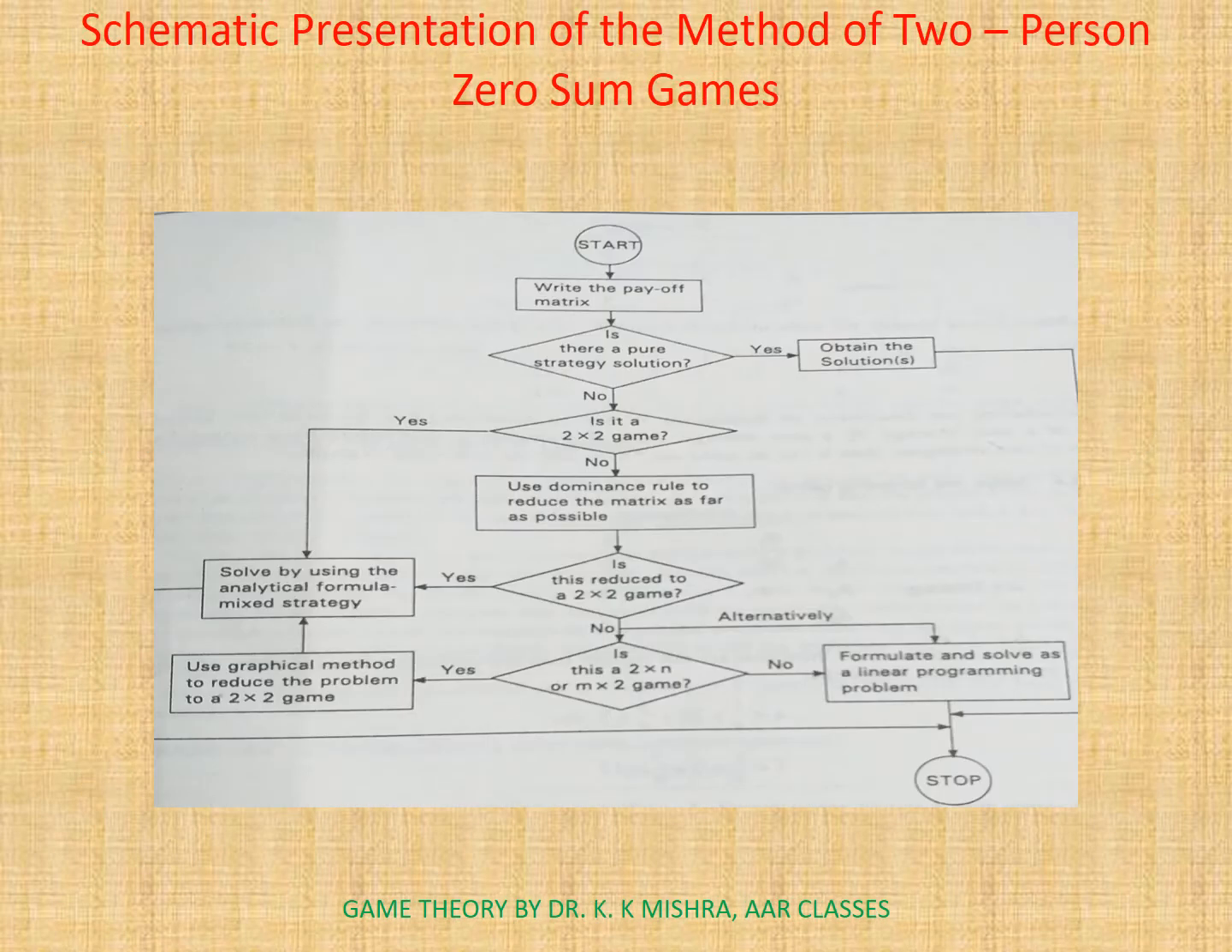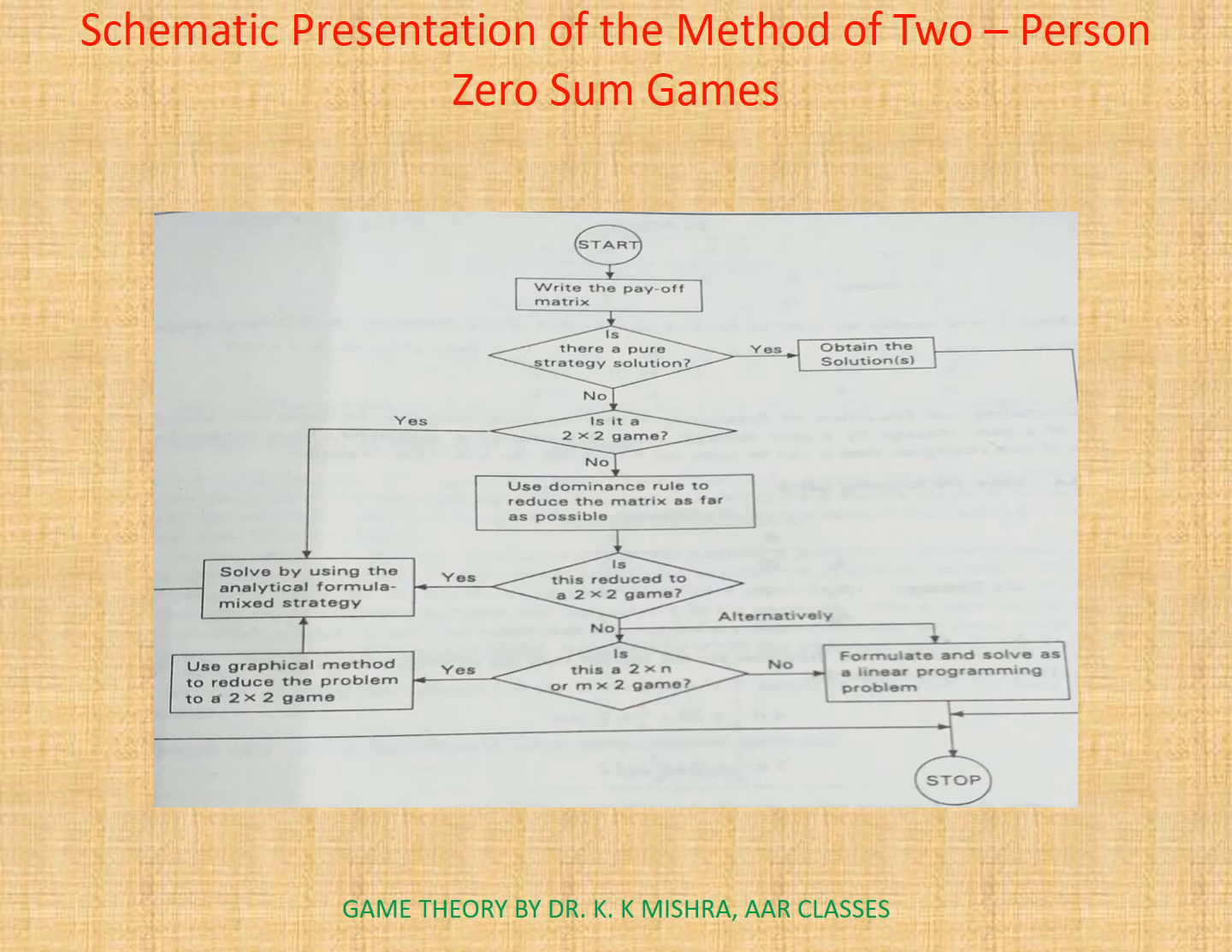Now we have here a schematic presentation of the method discussed earlier. The moment a question comes across, in a nutshell, it is given in this figure. First, write the payoff matrix. Is there a pure strategy solution? Yes, obtain the solution. No. Is it a 2 cross 2 game? If yes, solve by using the analytical formula of mixed strategy. If no, use the dominance rule to reduce the matrix as far as possible.